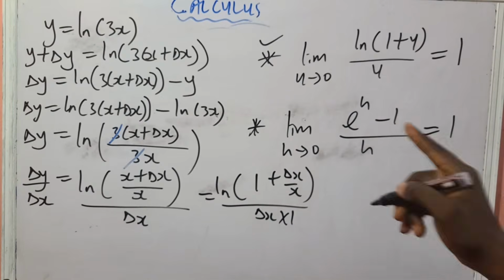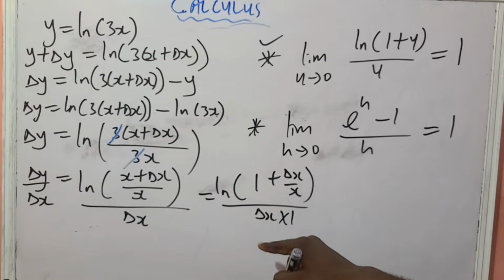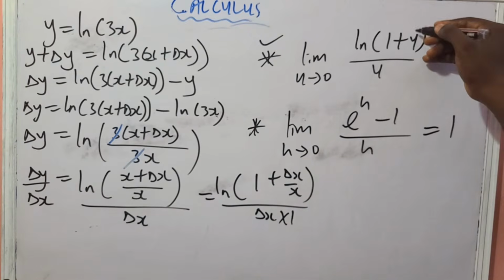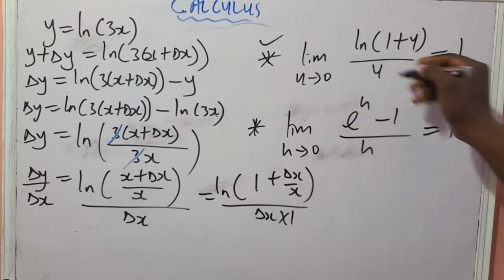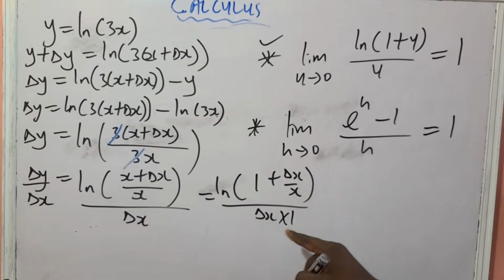Don't forget what I'm trying to aim at. I want to see this and this look alike. What I have here and what I have here look alike. Because I can see that once I'm able to achieve that, I'm going to be getting to 1 as my answer. So I want to make this look alike, so I want to multiply this with 1. So I'm sure you guys will say I'm not doing anything wrong.